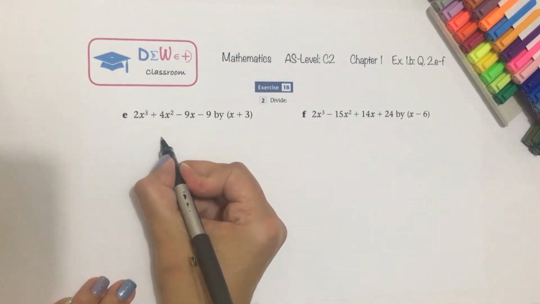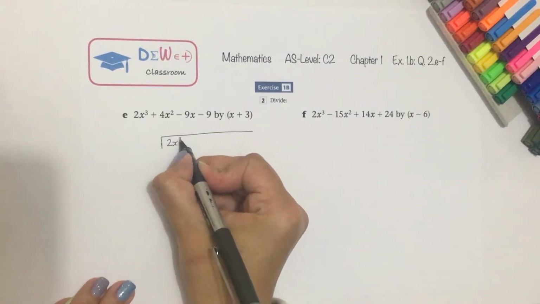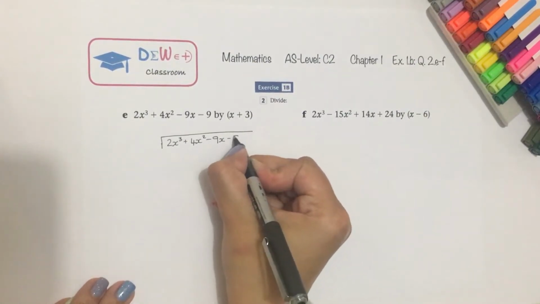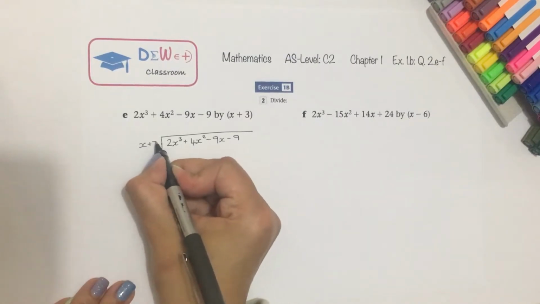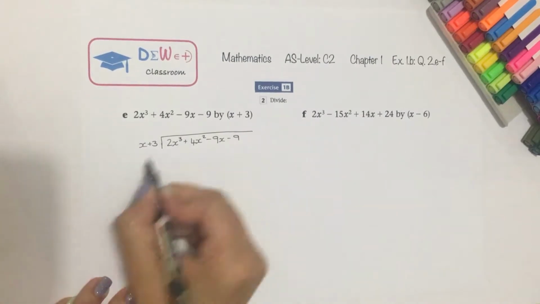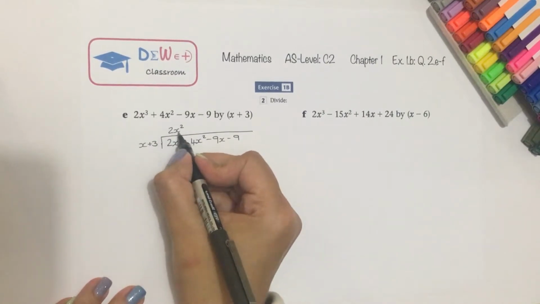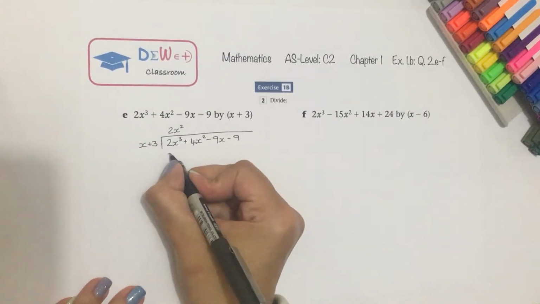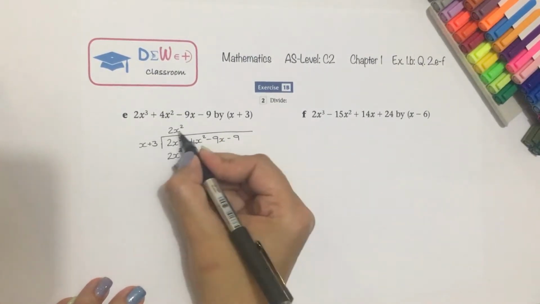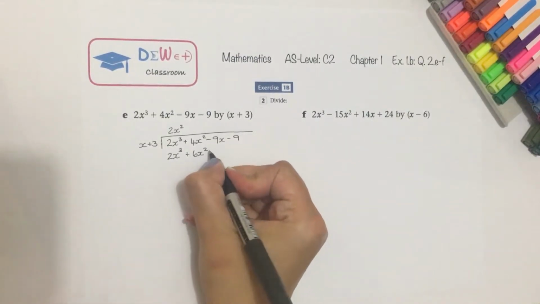First of all, we need to rewrite the polynomial in a divisible form, so we're going to say 2x to the power of 3 plus 4x squared minus 9x minus 9, divided by x plus 3. Right, we're going to start by saying 2x to the power of 3 divided by x is 2x squared, so that when we multiply them with one another, 2x squared times x, we are back to the same number. Then we don't forget about the plus 3. 2x squared times 3 is plus 6x squared.